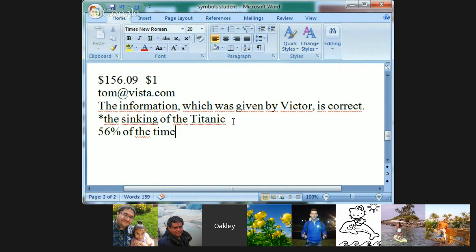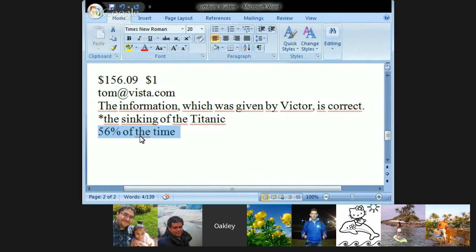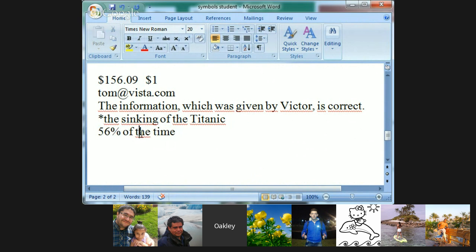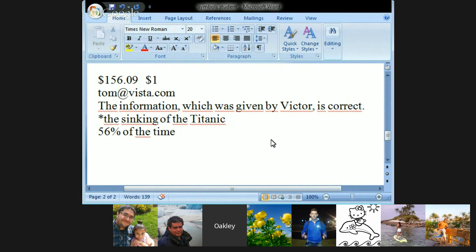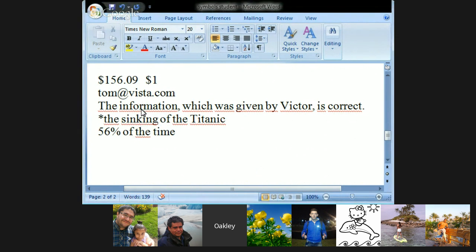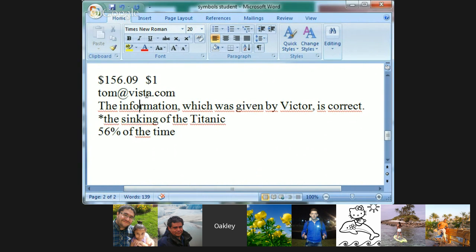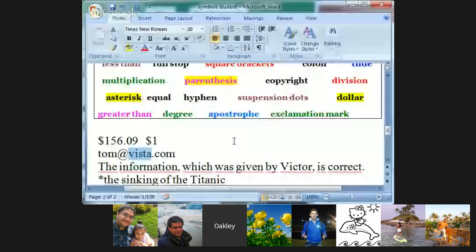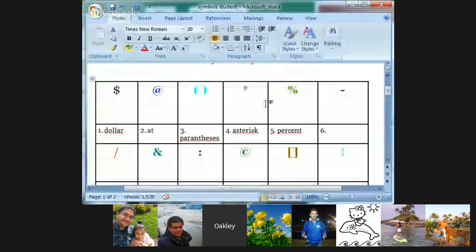Okay, like this. 56% of the time. That is perfect. Okay. We just speak it. Why? Suddenly my computer wants me to speak Spanish. Why? Because I wrote Vista? Crazy. All right. That was strange. Okay. Very good. Oh, it's because of this document settings.